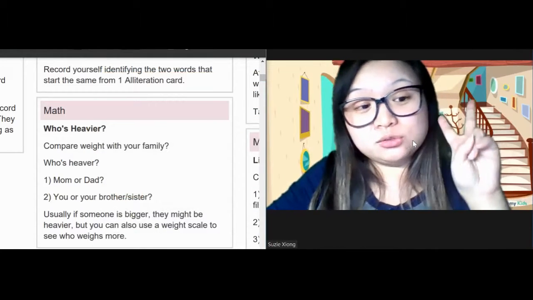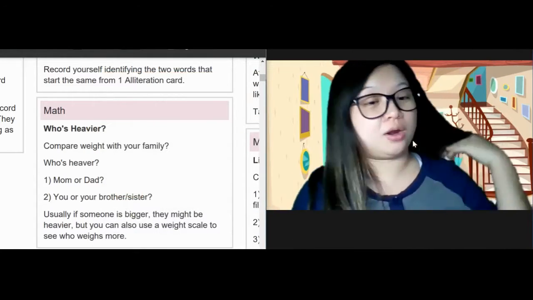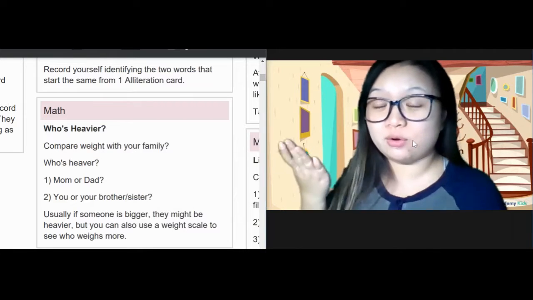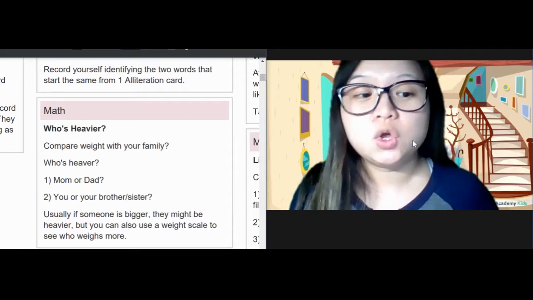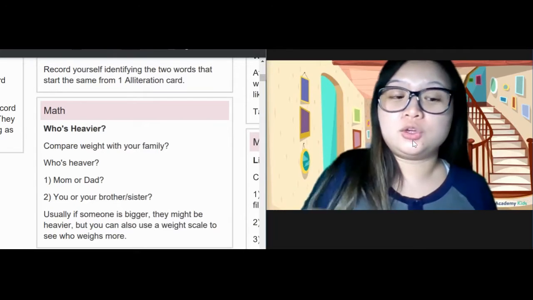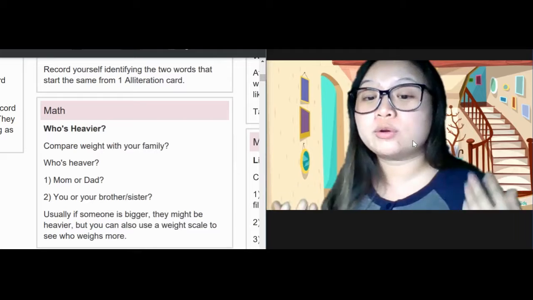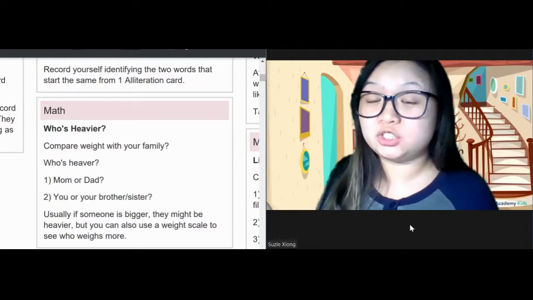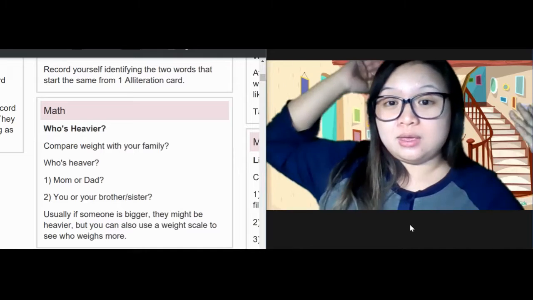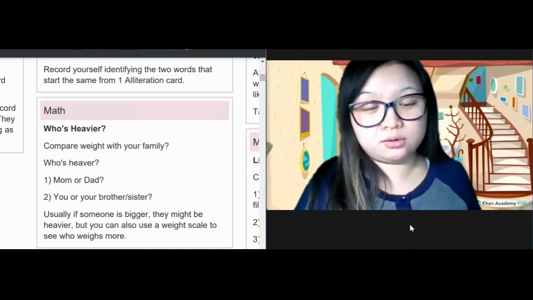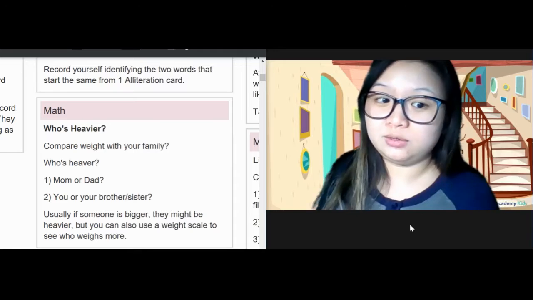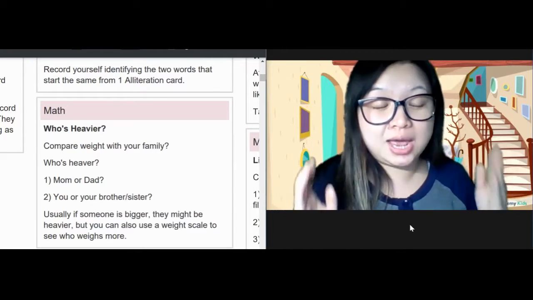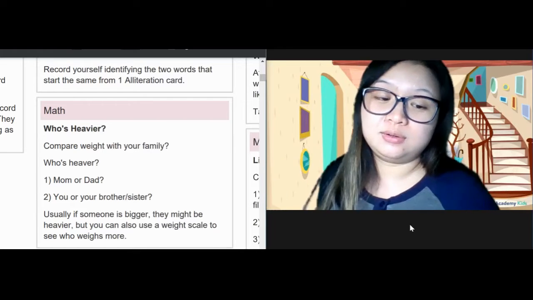And those two people I want you to compare is first your mom and dad. Who's heavier, your mommy or your daddy? Second, who do you think is heavier? You or your brother, or you or your sister? Let me know, okay? And if you don't know, you can usually tell if someone's heavier by how big they are. If they're much bigger, taller, they might be heavier. If you're not sure, you can always use a weight scale to tell if someone's heavier.